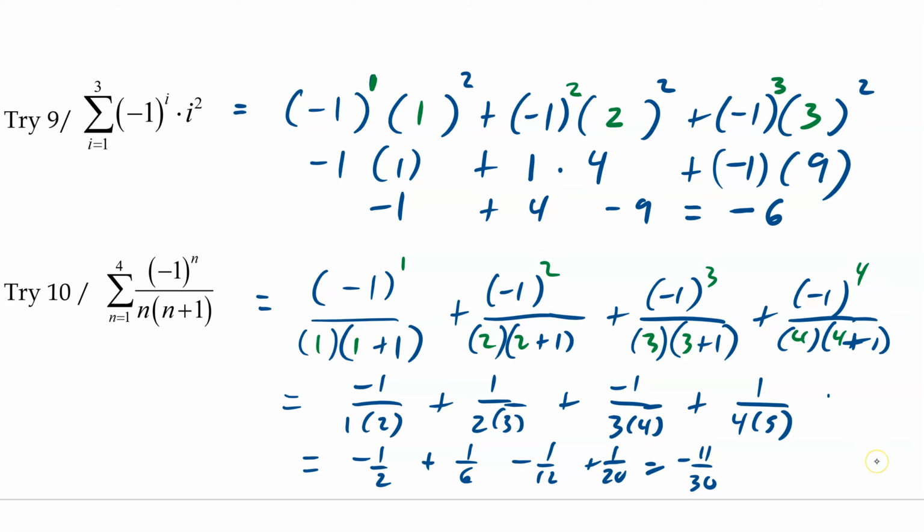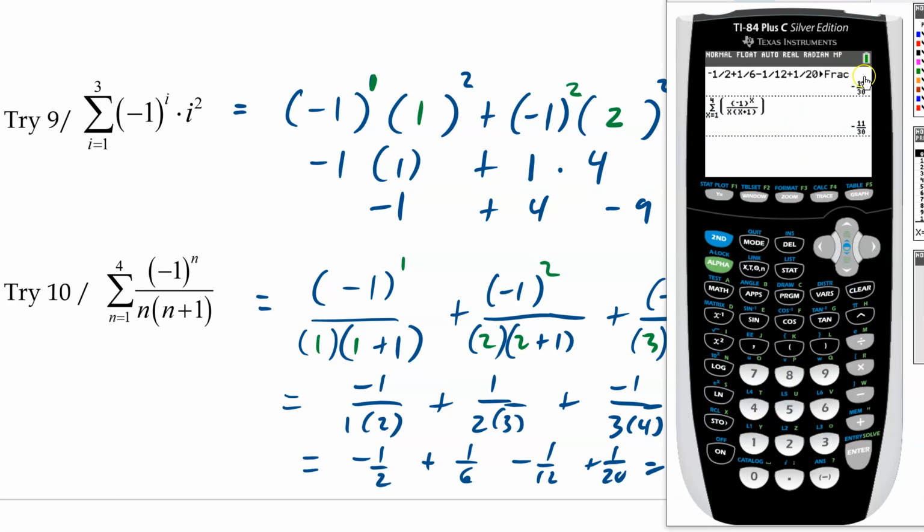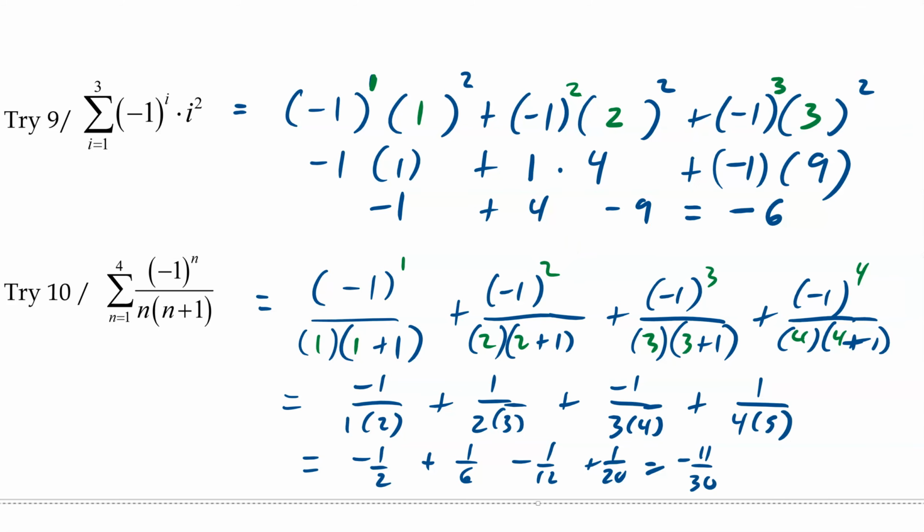And so you could, if you wanted to, after you figure it out, you would just know what the next one would be. But we don't have to do the next term. But we get negative 11 over 30. We check our calculator, and everything checks perfectly. So there you go. That's our sigma notation. Thank you.